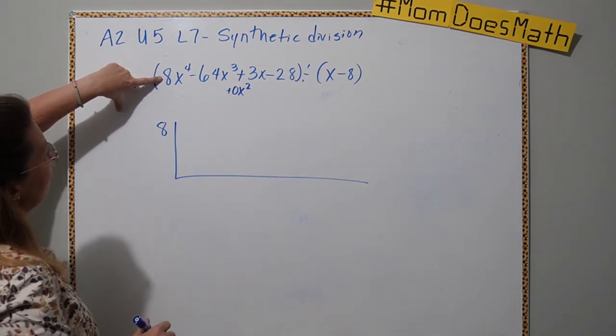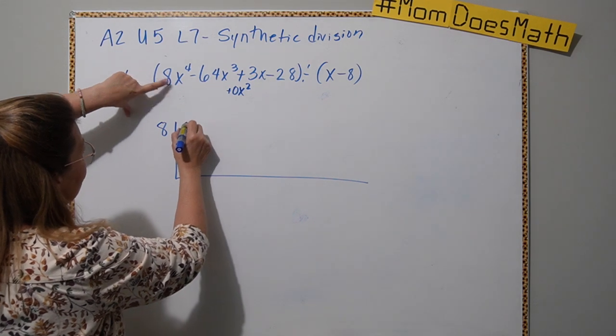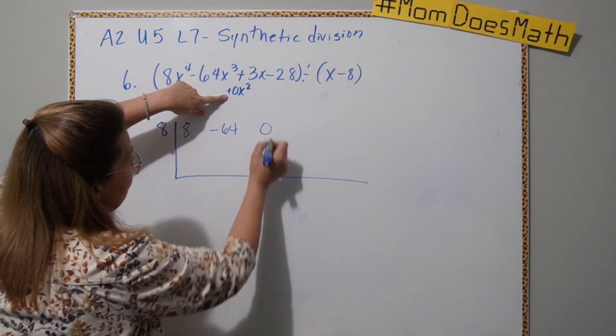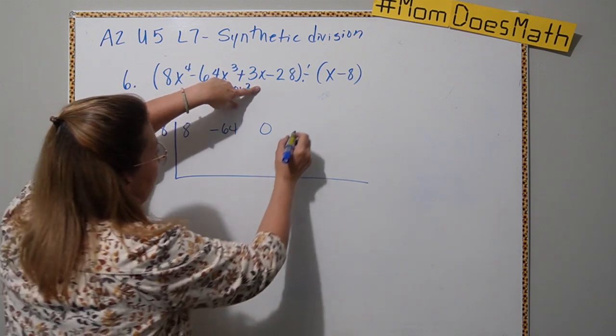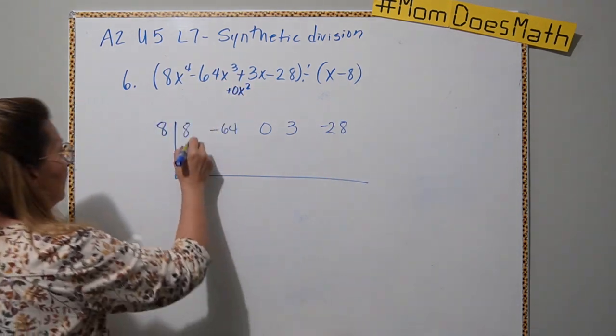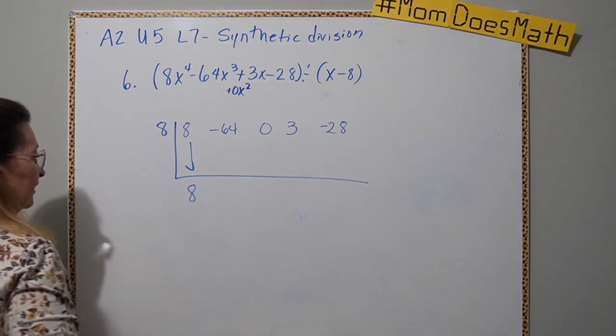So now for my coefficients, I have a +8, I have a -64. All right, this is where my 0 comes in. Then I have a +3 and a -28. Okay, this drops down, and let's go.